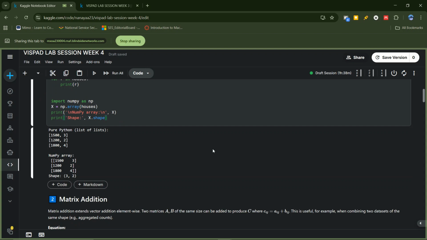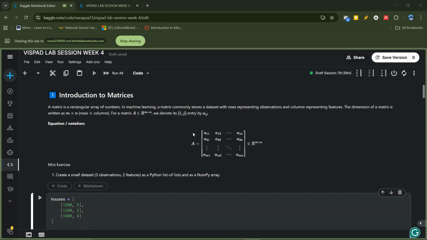So I was talking about matrix. Okay, and we said matrix is a rectangular array of numbers, and in machine learning, matrix stores data sets with rows representing observations and columns representing your features. Okay, and to get the dimension of a matrix, it is written as m times n, which is rows times columns. Okay, and I also said that we denote entries as a_ij.